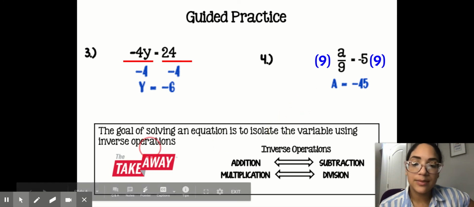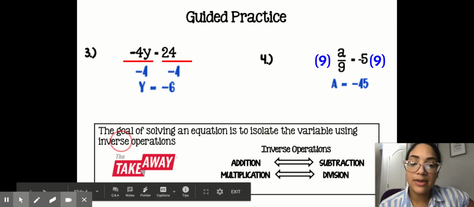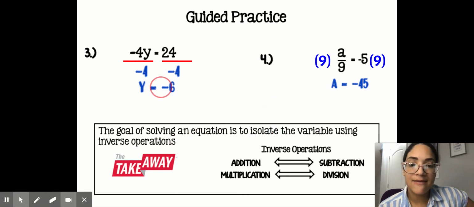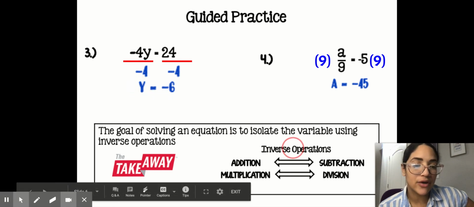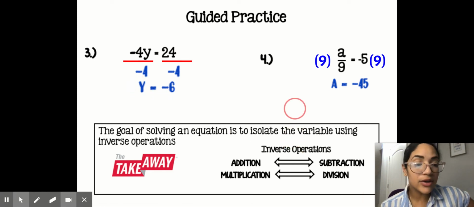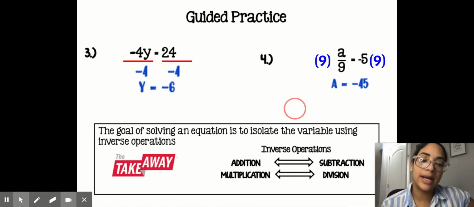All right, guys, the takeaway from today's lesson is that the goal of solving an equation is to isolate the variable using inverse operations. Remember, to isolate is to get that variable by itself. And these are your inverse operations. Good luck on your independent practice, whatever it is. You guys got this.